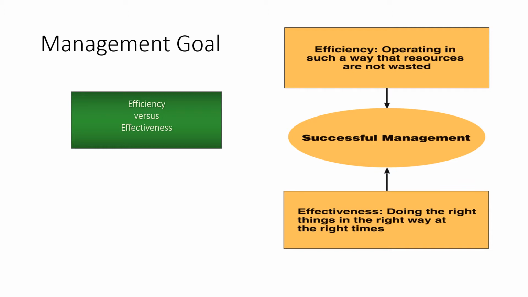Efficiency is more on using the resources wisely in a very cost-effective way. We know that our resources are scarce, so we want to make sure that these resources are not wasted. While effectiveness is making the right decisions and successfully implementing the actions of our decisions at the right time and in the right way.